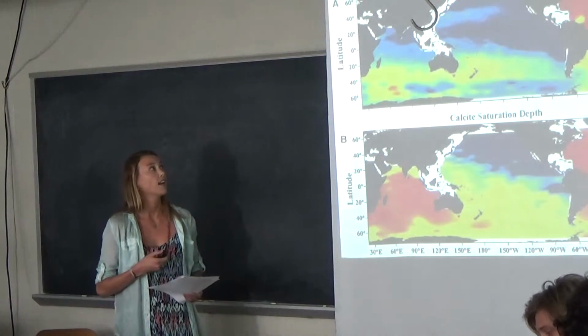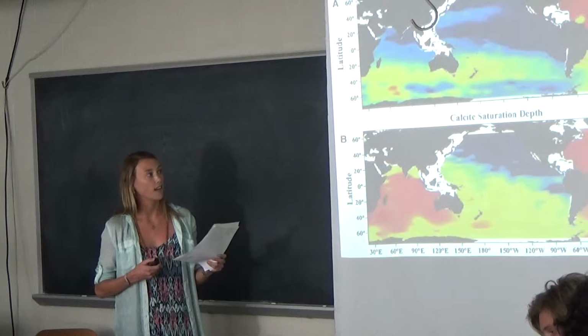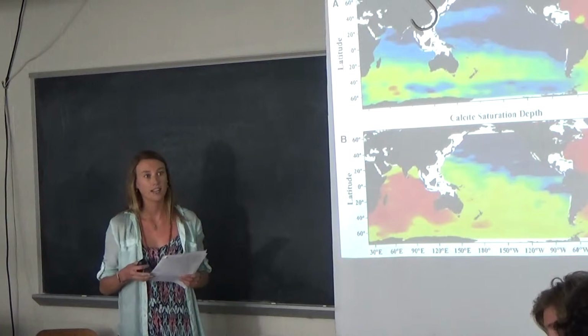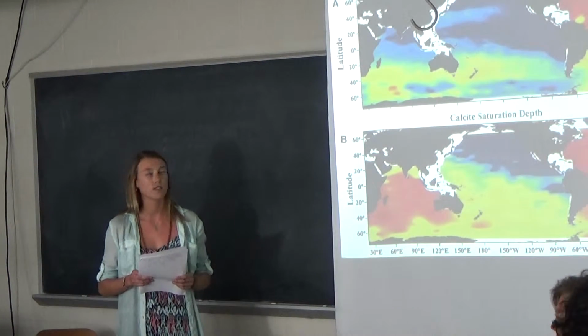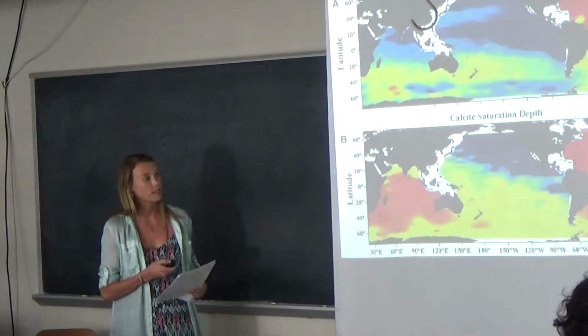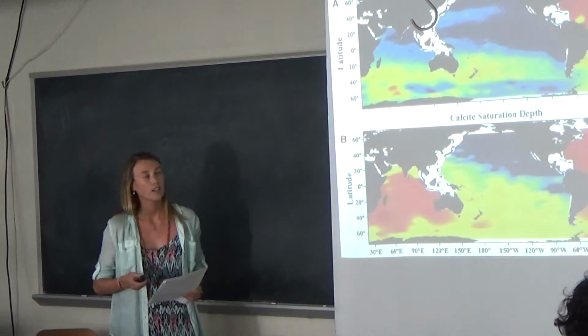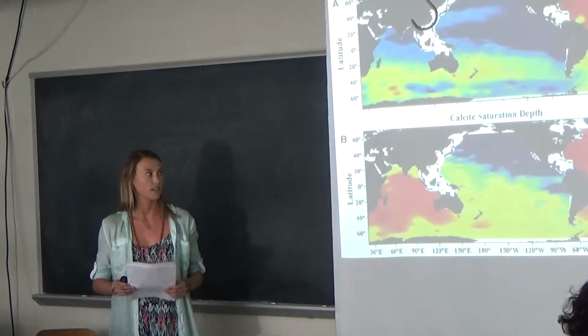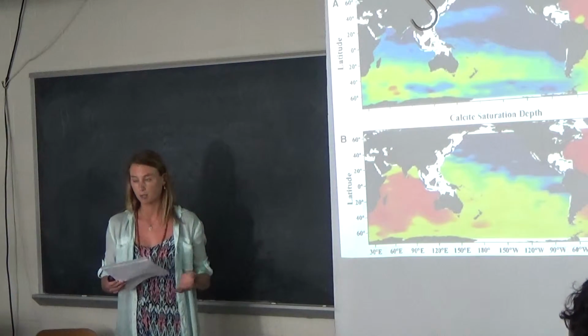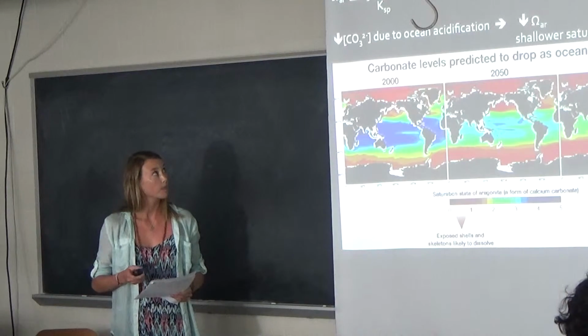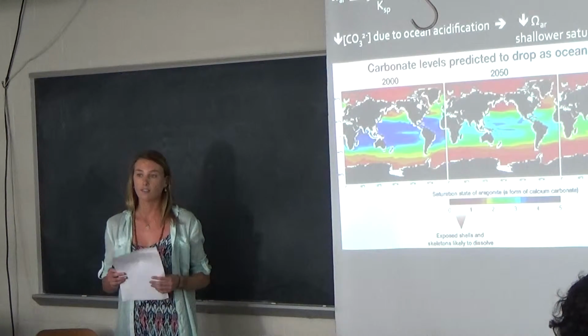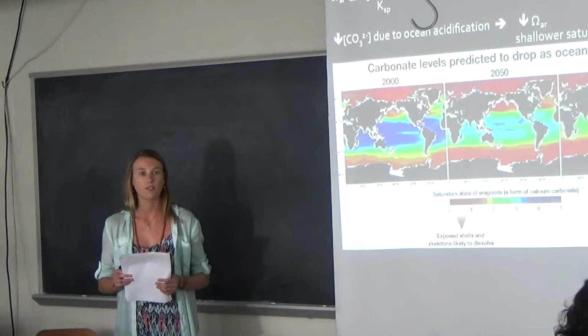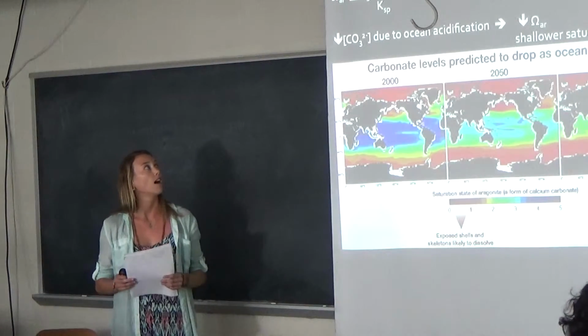That's the exception. And then aragonite, in general, you've got a much shallower saturation horizon from 0 meters to 1,500 meters, with an exception in the North Pacific. You've got about 3,000 meter saturation horizon. So this just illustrates the difference between the two. And then what does ocean acidification do to the aragonite saturation?